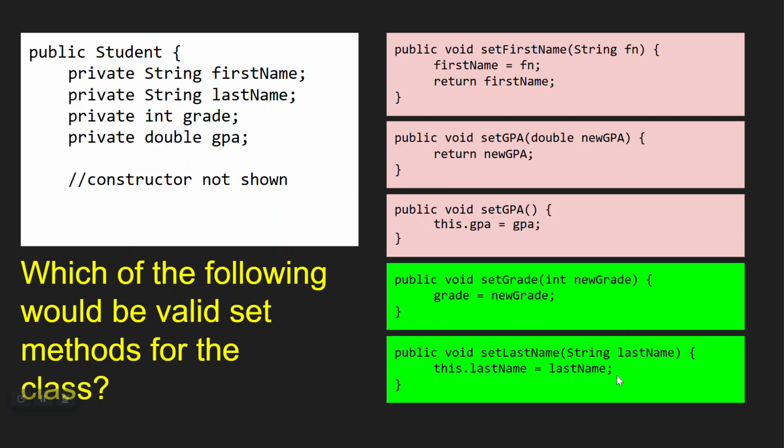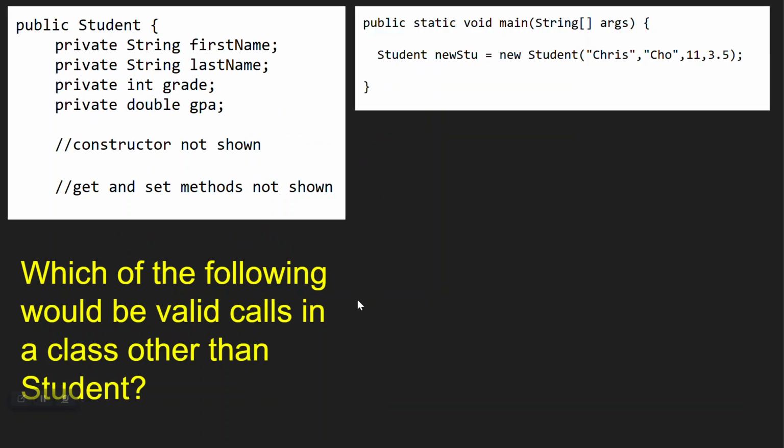However, these last two are correct. Public void set grade, int new grade. You can just say grade equals new grade. And then public void set last name, string last name. Well, that matches last name, so you would have to do this dot last name equals last name. And then we'll do one more.